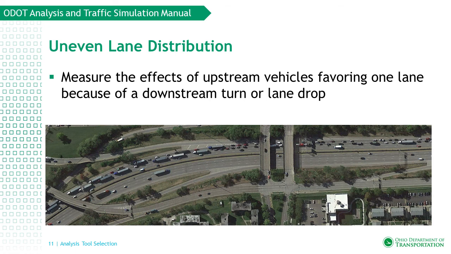While HCS can account for uneven lane distribution, Transmodeler can measure the effects upstream of vehicles favoring one lane over another because of a downstream turn or lane drop. These situations include dual turn lanes, a lane drop a short distance downstream of an intersection, and interchange types such as a cloverleaf where a large portion of the traffic will be in the rightmost lanes.